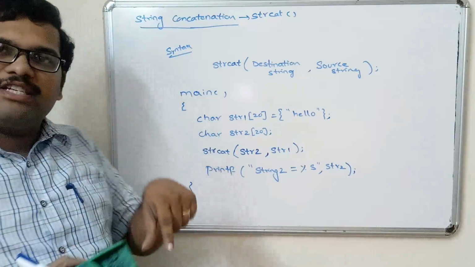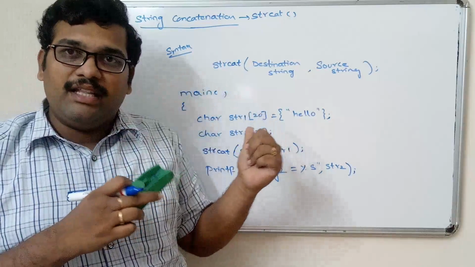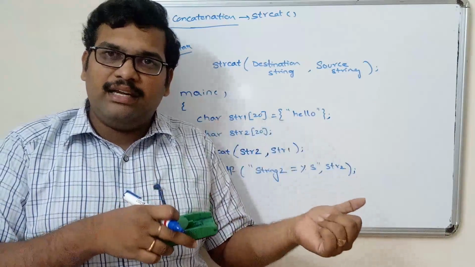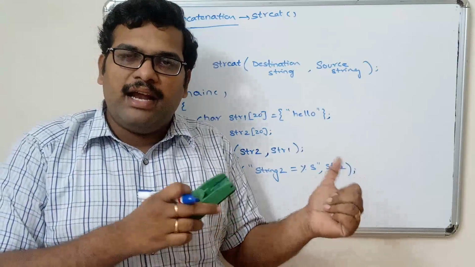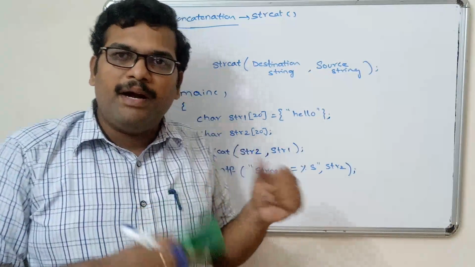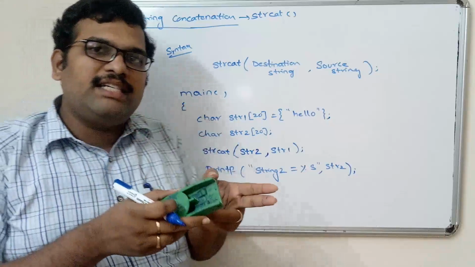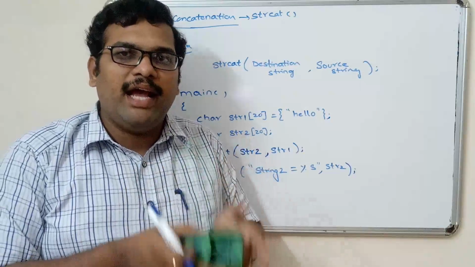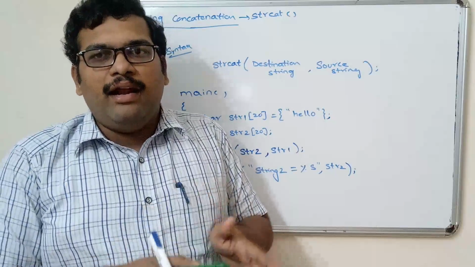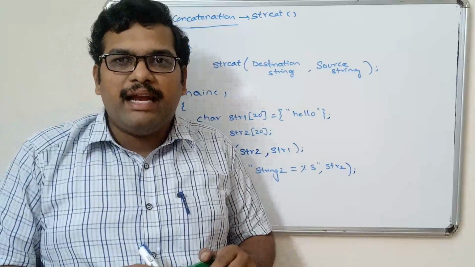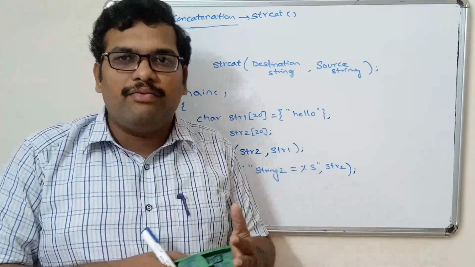So here there is a difference, because in the previous one, that means string copy, only one string is initialized and another string is just declared. But in this case, both the strings should be declared and initialized. And then we have to concatenate one string at the end of the other string.